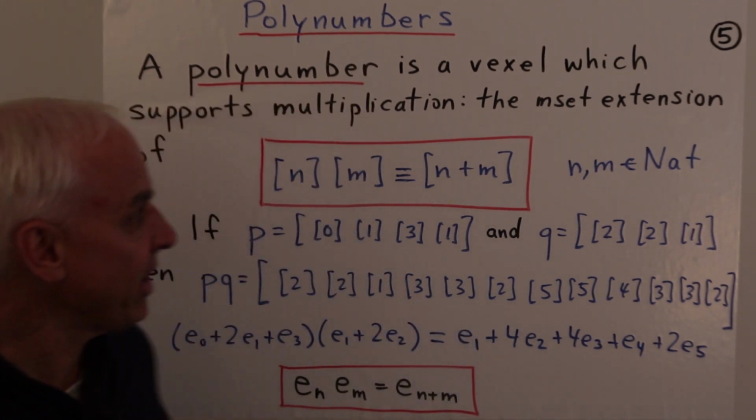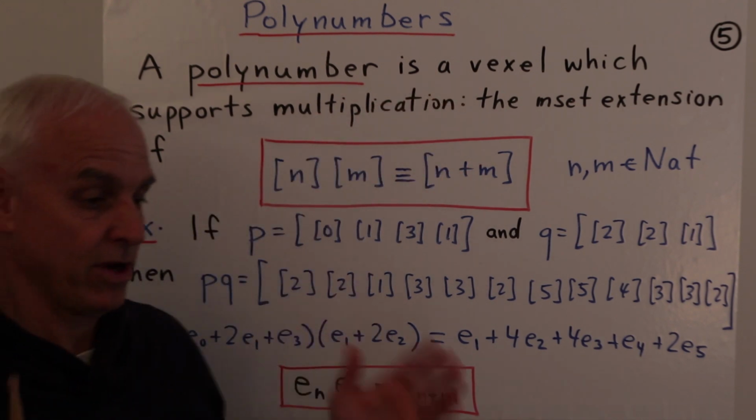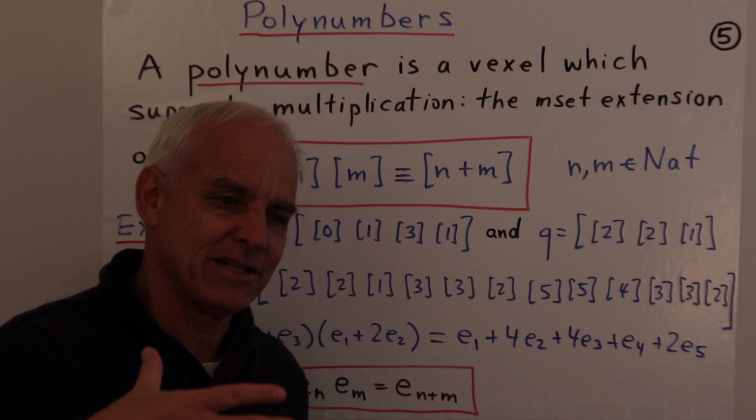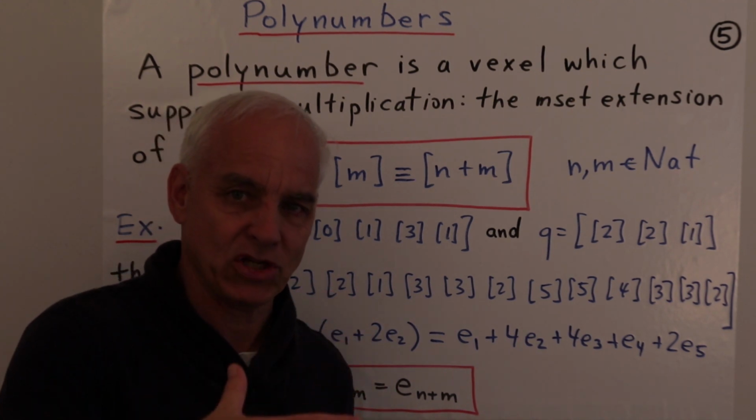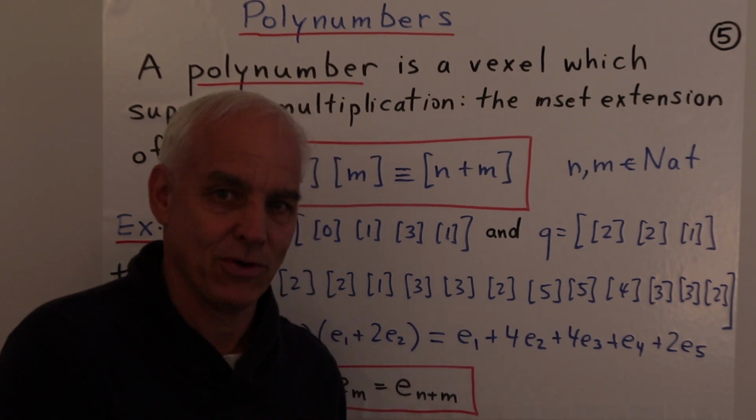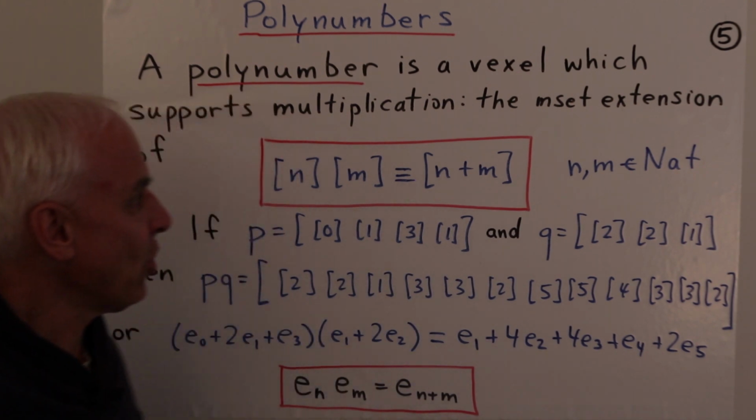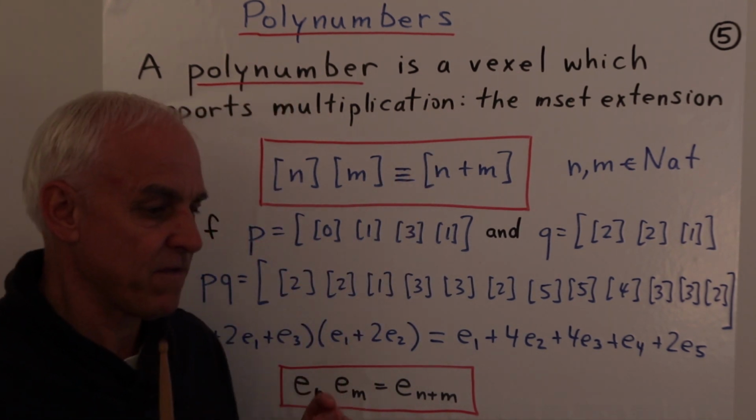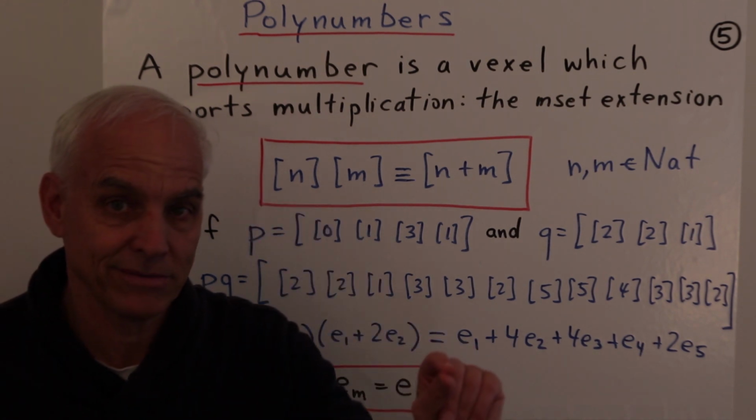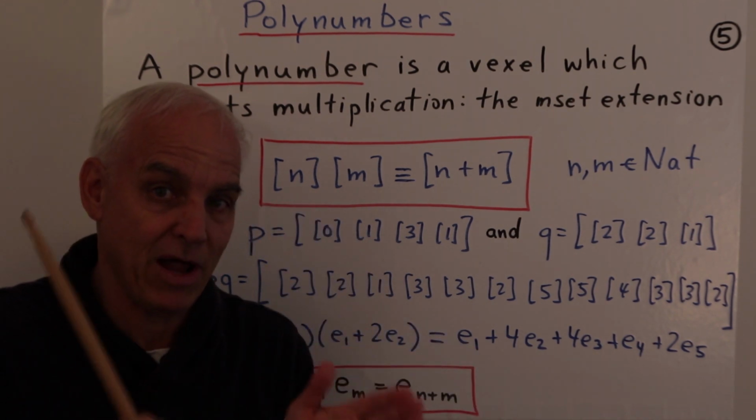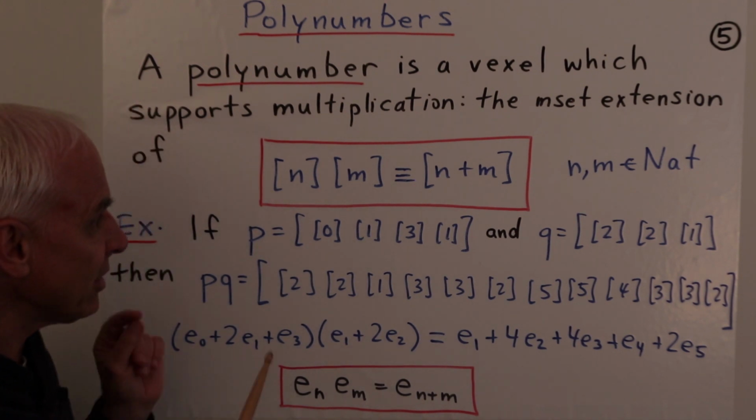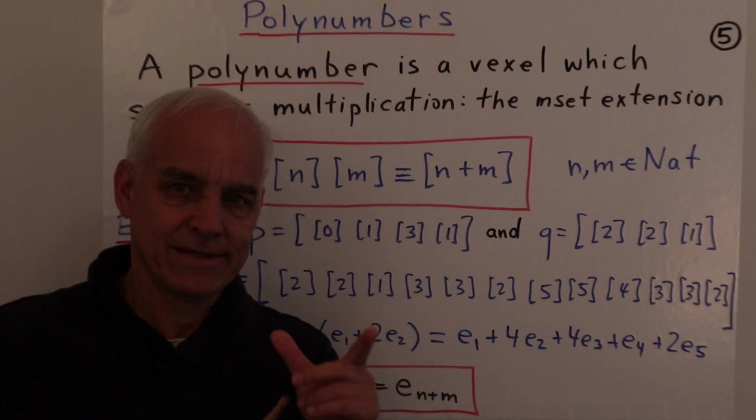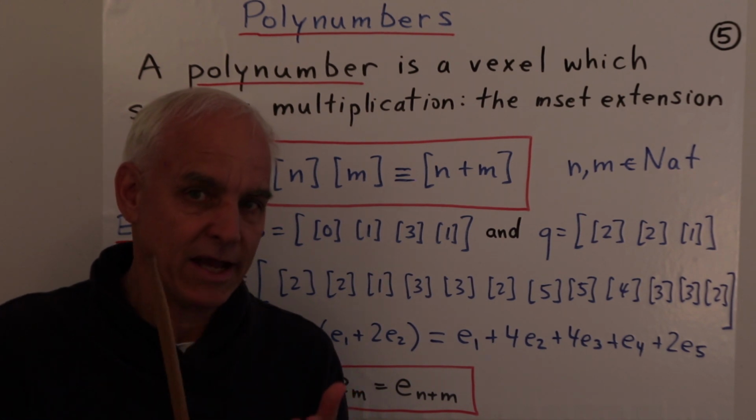A polynumber is a vexel. That's basically what it is. It's a vexel, but together with a special additional operation that vexels don't have. So when we consider polynumbers, we're considering vexels together with a further multiplication. So we're going to be able to multiply two vexels. And the multiplication is really quite simple and almost naive.